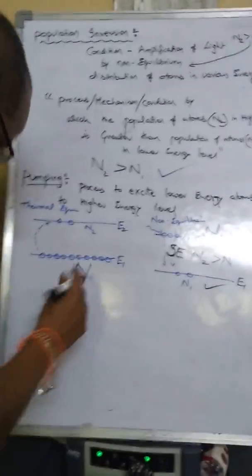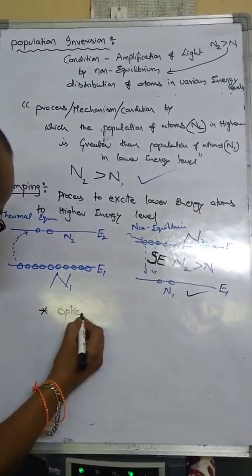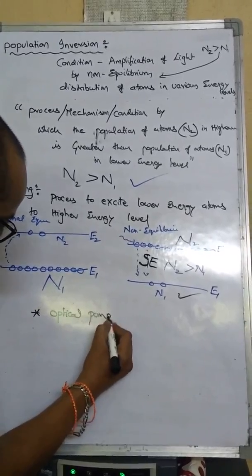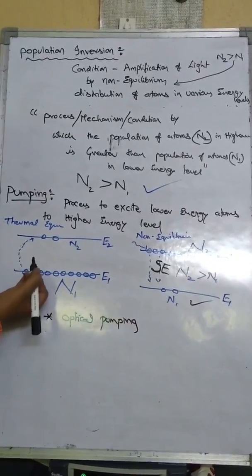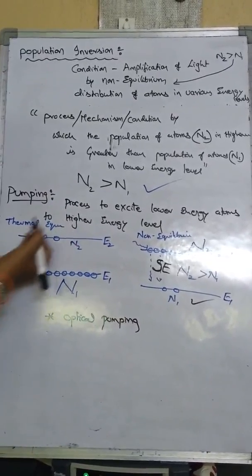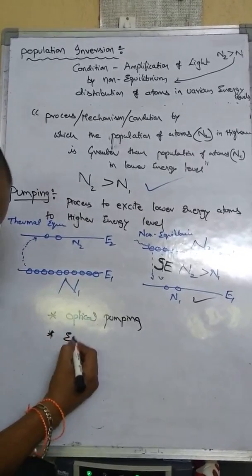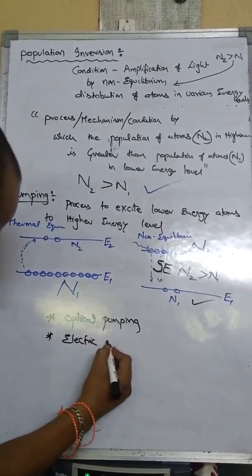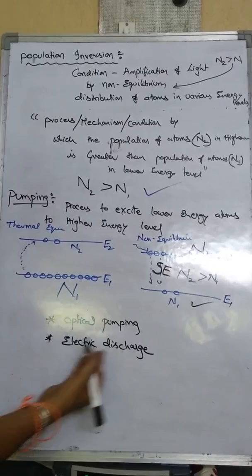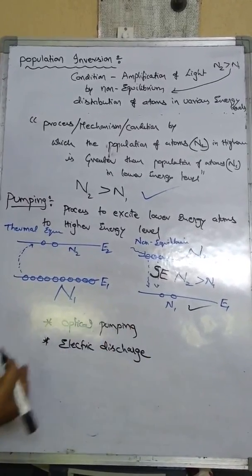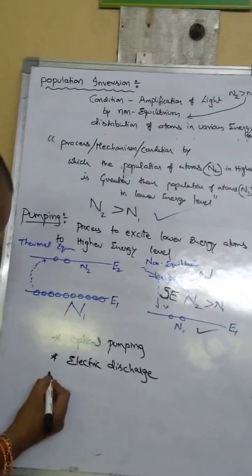So if I write the types of pumping, the first type is optical pumping, where we supply light energy. If we supply the light energy, then the atoms will be raised or excited to higher energy level. Therefore, this is known as optical pumping. And there is another source of energy called electric discharge. If I supply some voltage to a plate, that is anode or cathode, then there will be a discharge in the gas, and the atoms will be raised to higher energy level.